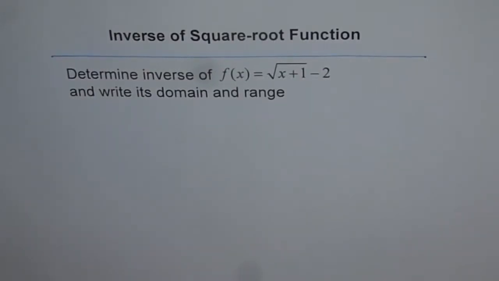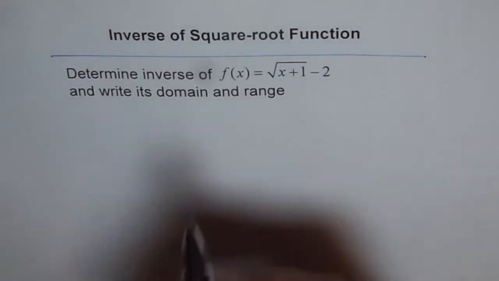Inverse of square root function. Determine the inverse of the function f of x equals square root of x plus 1 minus 2 and write its domain and range. Now, as you have seen earlier, whenever we are doing a square root function, we should ensure that the domain and range properly match. Otherwise, we can land in a wrong answer, right? So let's write down the domain and range for our function.